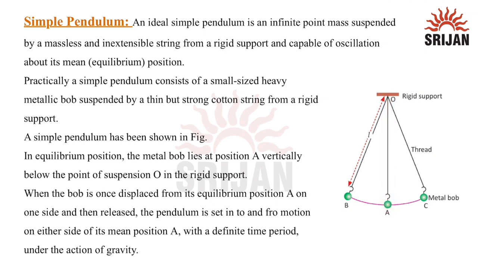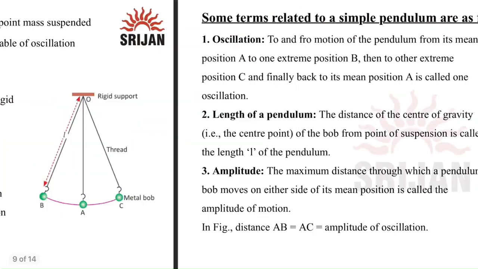Now, as you can see in this particular figure, this is a simple pendulum. In equilibrium position, the metal bob lies at the position A, which is vertically below the point of suspension O in the rigid support. When the bob is displaced from its equilibrium position A on one side and then released, the pendulum is set into to and fro motion on either side of its mean position, that is A, with a definite time period under the action of gravity.